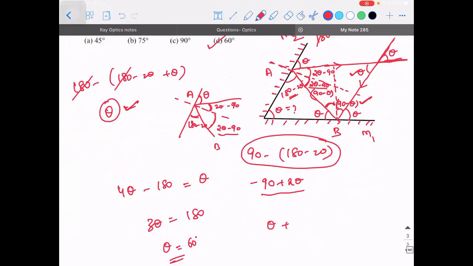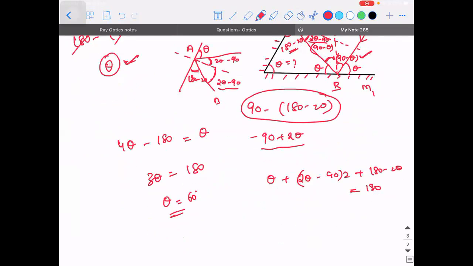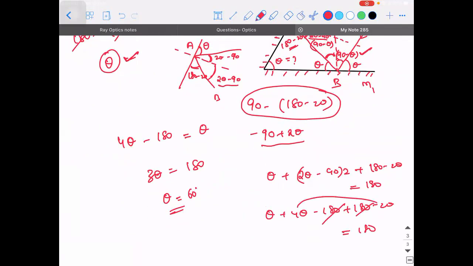180. So theta plus 2 theta minus 90 two times, plus 180 minus 2 theta is nothing but 180, linear pairல. So theta plus 4 theta minus 180 plus 180 minus 2 theta is 180, அப்படின்னா cancel it. 2 theta plus theta is 3 theta is 180, which implies theta is 60. புரியுதா? Actually, it's a simple problem.